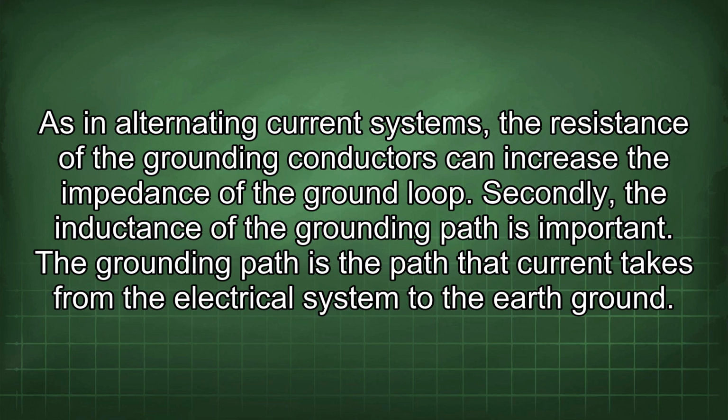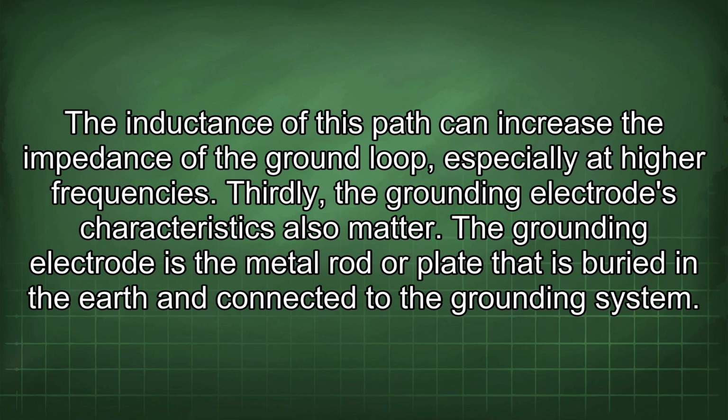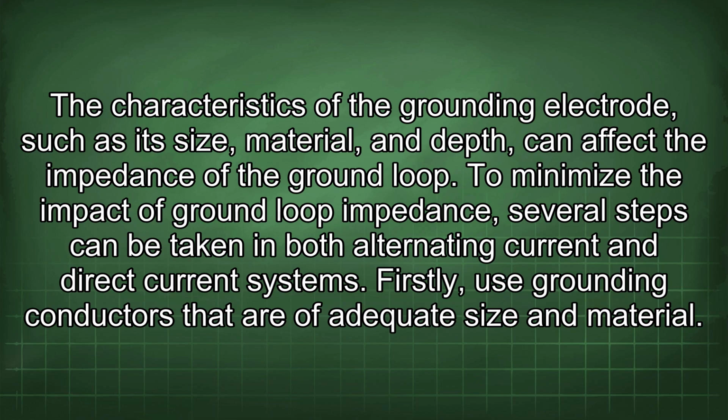Secondly, the inductance of the grounding path is important. The grounding path is the path that current takes from the electrical system to the earth ground. The inductance of this path can increase the impedance of the ground loop, especially at higher frequencies. Thirdly, the grounding electrode's characteristics also matter. The grounding electrode is the metal rod or plate that is buried in the earth and connected to the grounding system. The characteristics of the grounding electrode, such as its size, material, and depth, can affect the impedance of the ground loop.